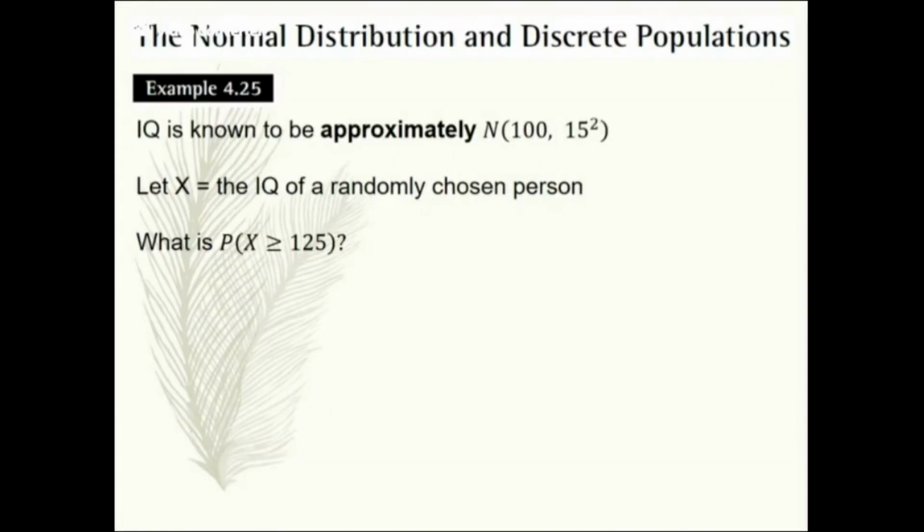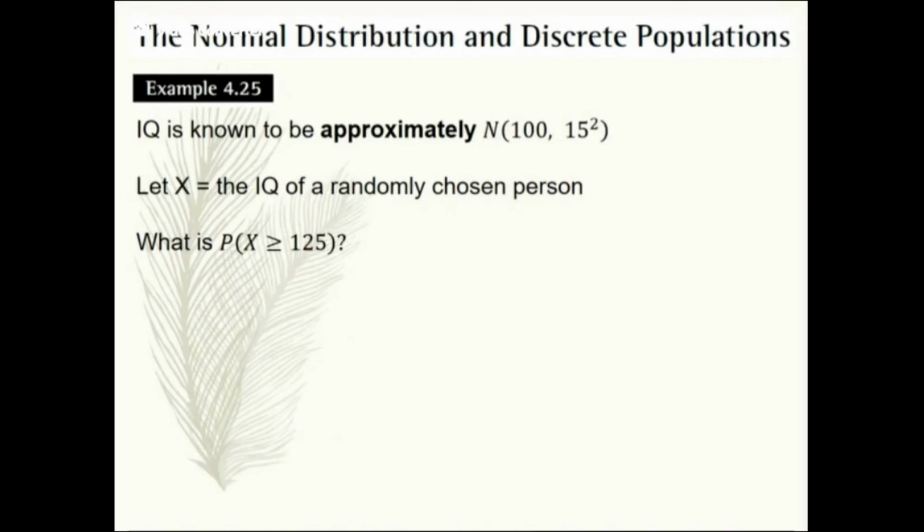Now, in your textbook, they give you a couple of examples, and I want to look at those. So these ones are now just a general discrete distribution that's approximately normally distributed. So it's not necessarily binomial, but you still use the same principles. So in example 4.25, it says IQ is known to be approximately normally distributed with those parameters. So highlight approximate. Let X equal the IQ of a randomly chosen person. All right. What is the probability that X is greater than or equal to 125?